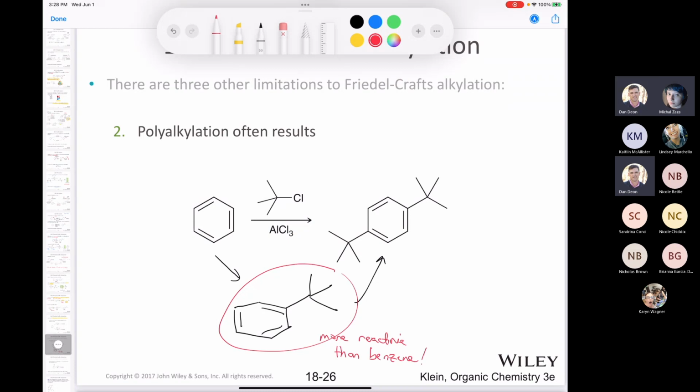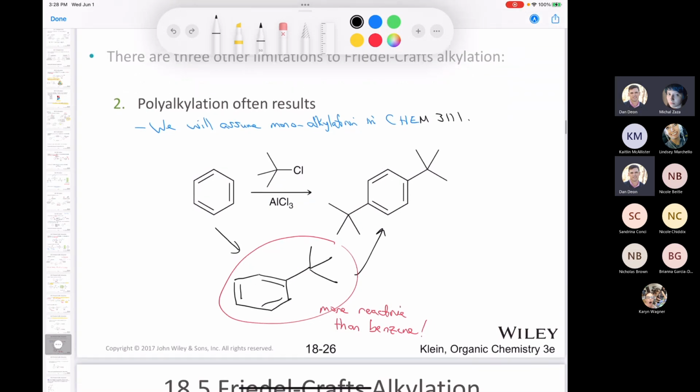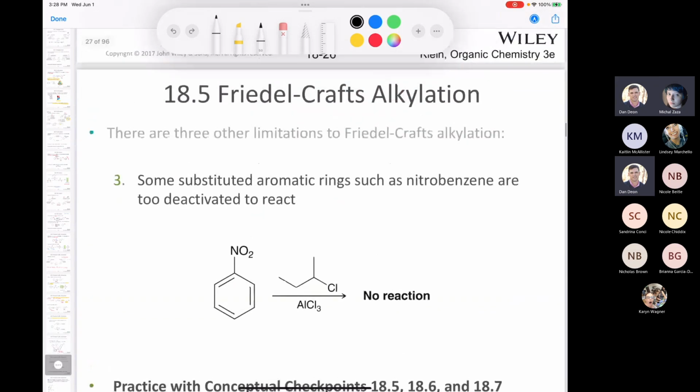And if you're wondering why that is, I'm going to cover that in a little bit. And so you could get polyalkylation, but here's something that's really cool about our book: we will assume monoalkylation in chemistry 3111. So whenever we're looking at alkylation, we're just going to assume that it's monoalkylation. Don't worry about polyalkylation happening. It's just mentioned in the book. It can happen, and there's a good reason for it, and I'll explain it more when we talk about activating groups and deactivating groups.